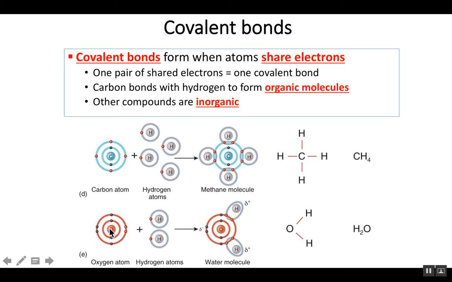Oxygen and hydrogen like to form covalent bonds. We call that water, H2O. So if we go back up here, one pair of shared electrons is called a covalent bond. Carbon bonds with hydrogen to form organic molecules. So by definition, an organic molecule has carbon and hydrogen.